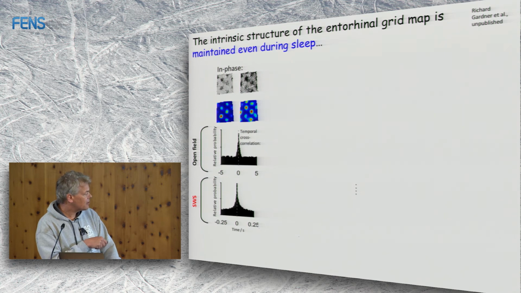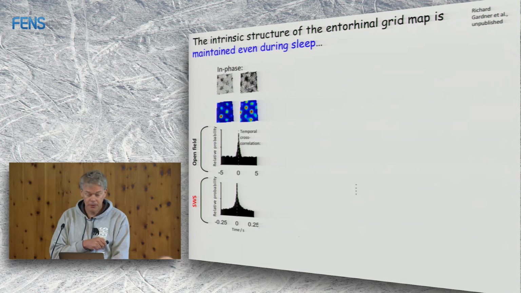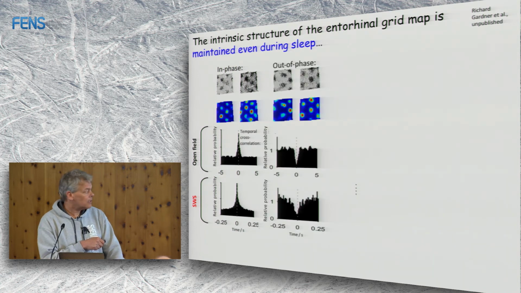You see a similar peak here as well. That means that coactive cells here are also coactive in sleep. And conversely, if they're out of phase, like this cell, then of course you expect when they're running around in a box that there is a dip here. I mean, one being active means that it's unlikely that the other is active. Here, for example, there. And this is again retained in sleep.